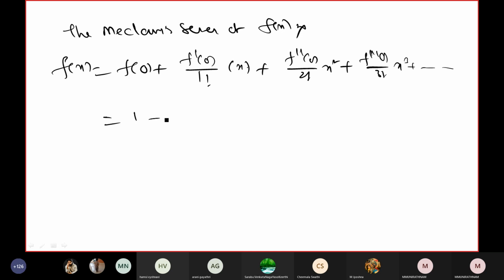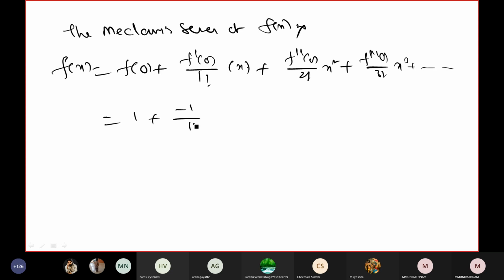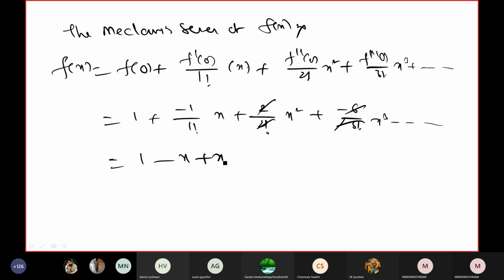So what is f of 0? 1. What is f dash of 0? Minus 1. What is f double dash of 0? 2. This is minus 6. So all gets cancelled, right? This is nothing but 1 by 1 plus x.